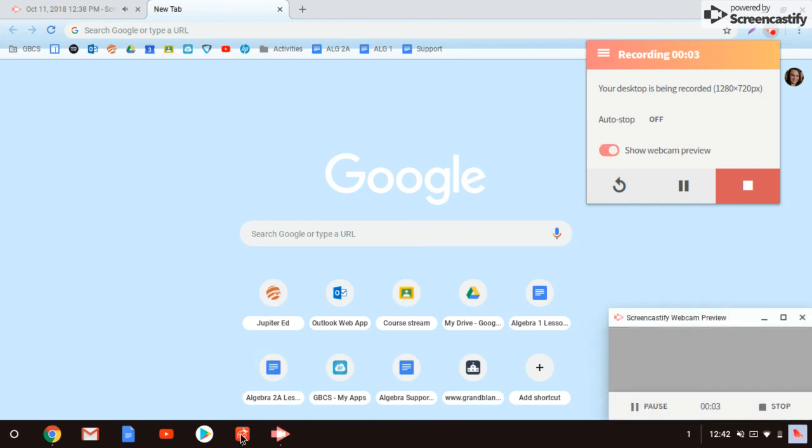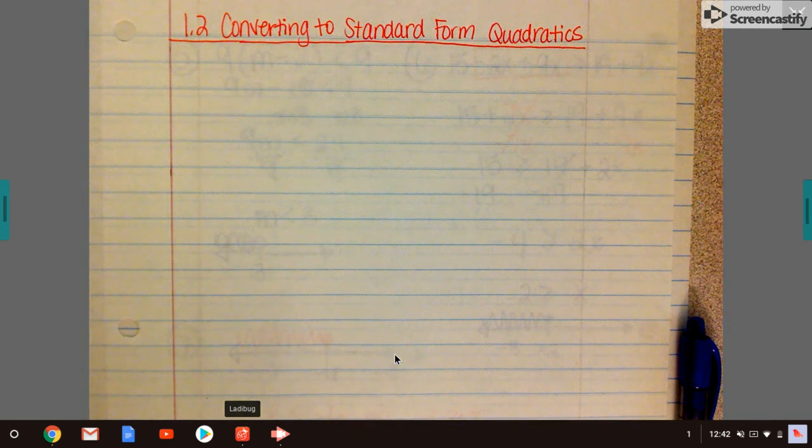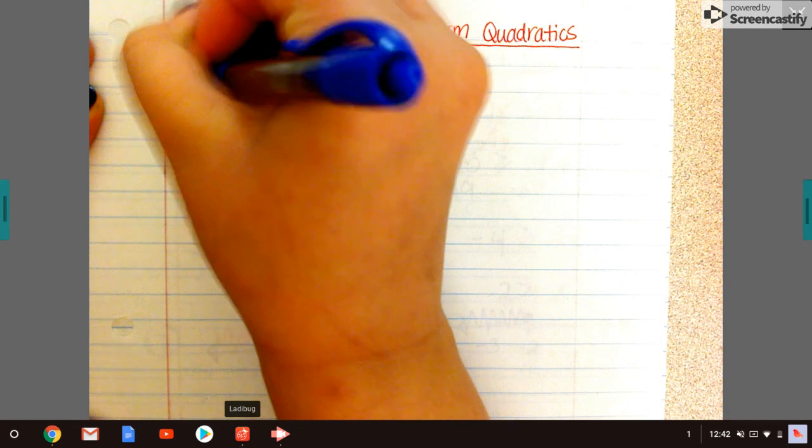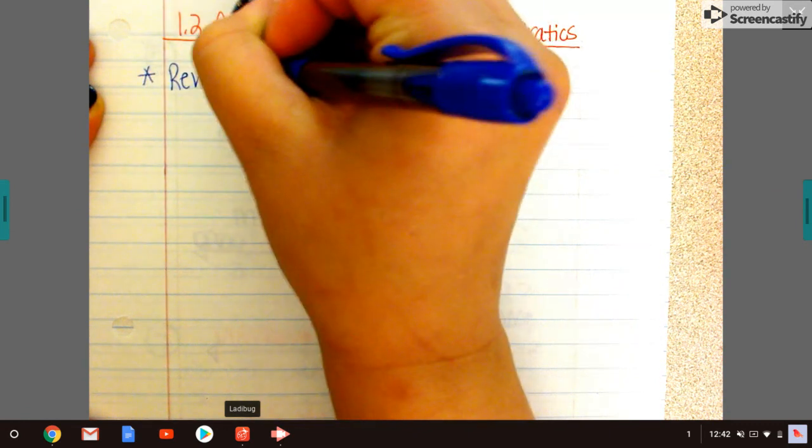We're going to finish up 1-2 notes. This is our last bit on those. It's converting from other forms to standard form. So we'll go from intercept form to standard form, and we'll go from vertex form to standard form. And both of these will end up having to multiply binomials. So let's first review that.